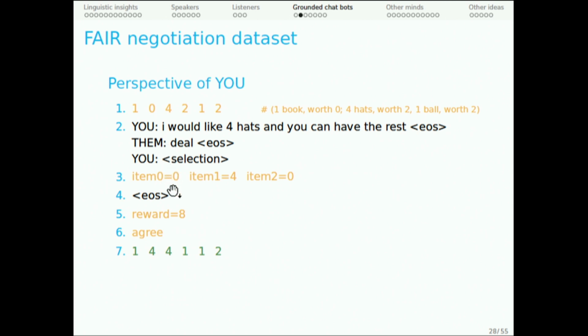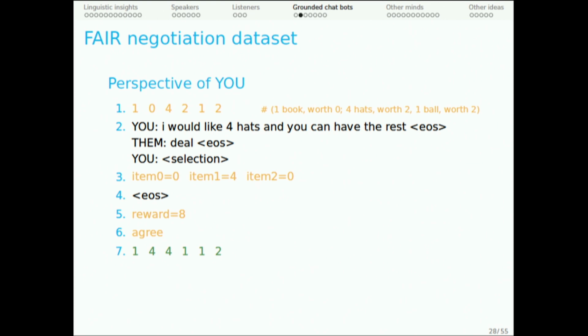So in the end, after this trade, you have 0 of item 1, item 0, sorry, 4 of item 1, and 0 of item 2. Then you get a little boundary symbol, and this encodes your reward for this negotiation, and whether or not you agreed to it. And then finally down here, that's a representation of the goal function for the other agent.